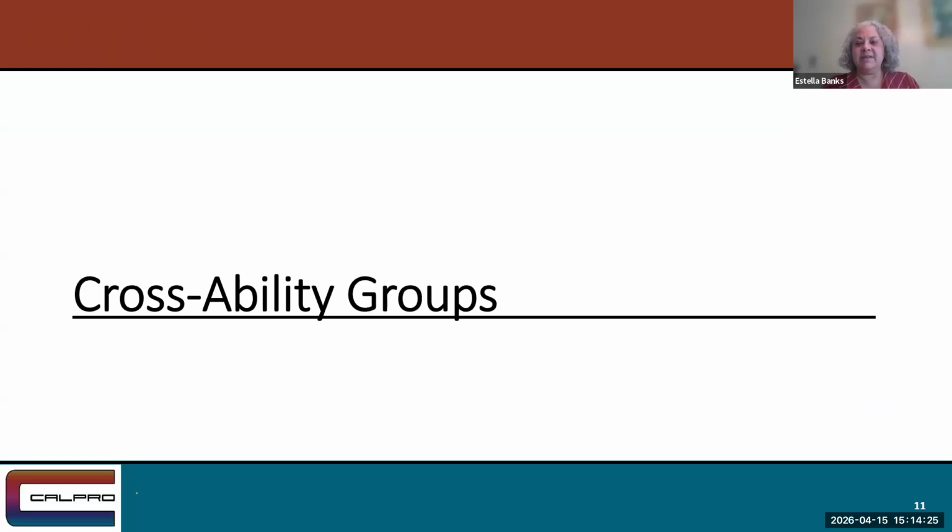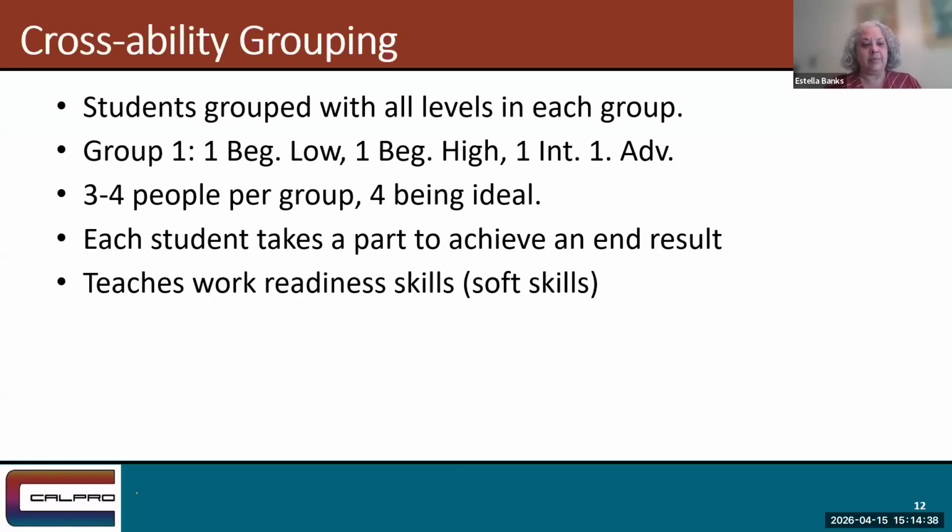Now let's transition into talking about cross-ability groups. I have another idea for like-ability groups, which is read aloud. So those are good ideas. Thank you. So cross-ability groups.